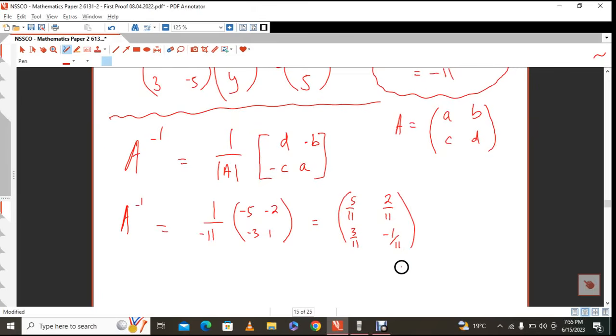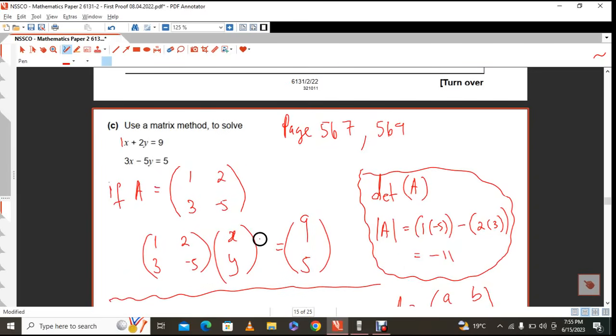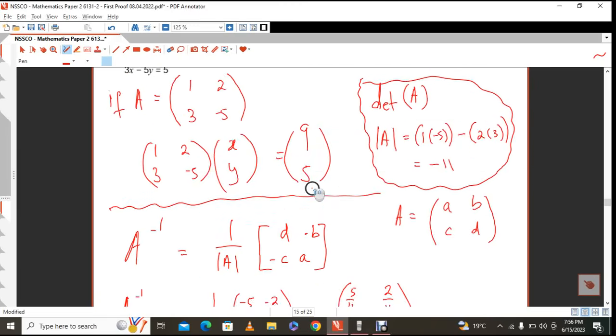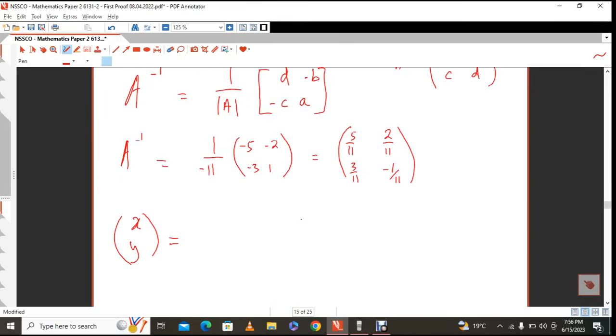So from what I have now, I have the scenario that this obviously is going to leave XY equal to. So I'm going to rewrite that as XY equal to, and I'm going to take you back there so you can follow exactly. This is being multiplied by its inverse. So when you multiply by its inverse, XY will be left alone. So what you do here, you should also do on the other side. So I'm going to bring that inverse to the other side, but it must be written before the 9 over 5. So I'm going to write 1 over negative 11, negative 5, negative 2, negative 3, 1, and not that version. And obviously here I'm going to have my 9, 5.